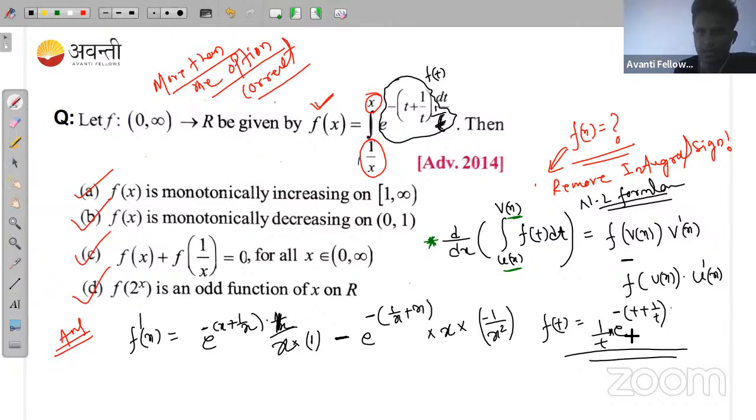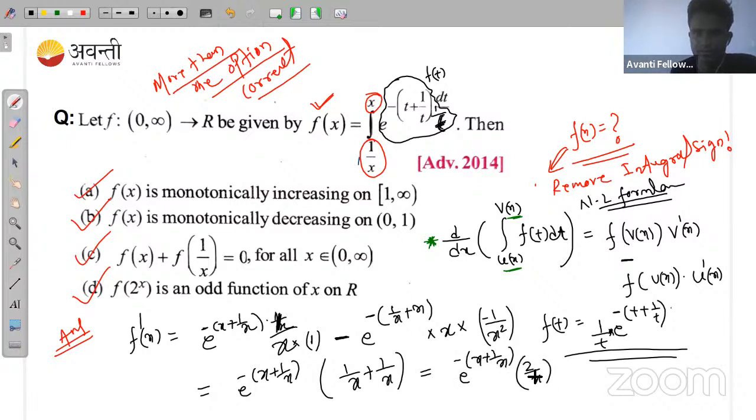ठीक है. You can see here, in place of t you have to put 1/x. ये आ जाएगा in place of x, like this. तो यहाँ पे if I take common x plus 1/x, in that case what will happen, this will be 1/x and this will be plus 1/x. This will be cancelled now. You can check. So that is equal to e to the power minus x plus 1/x into 2/x. Got it? So now you can check f dash x.